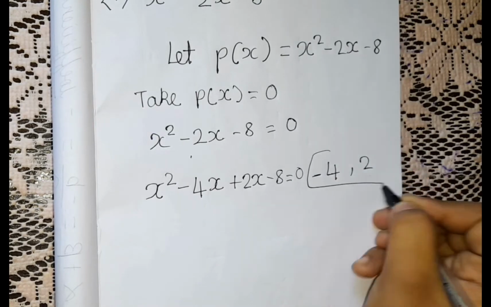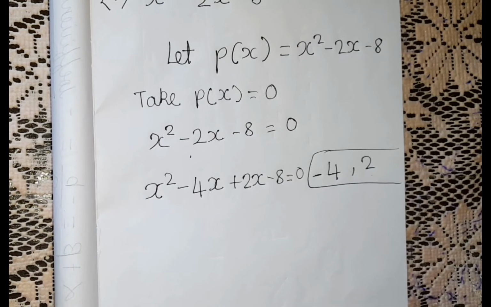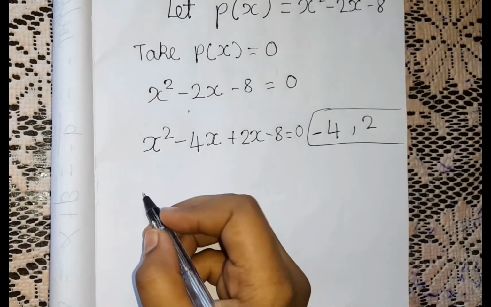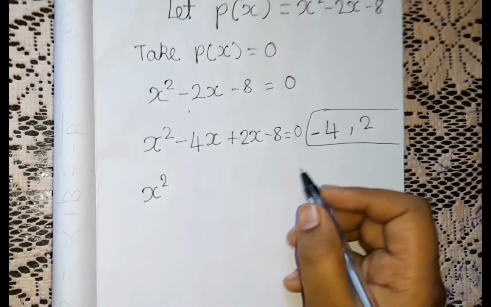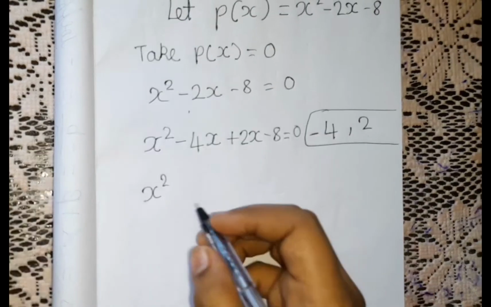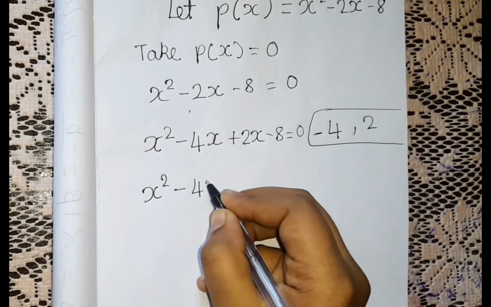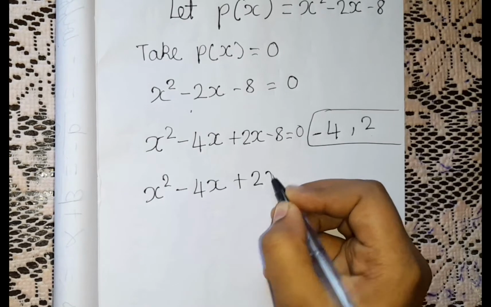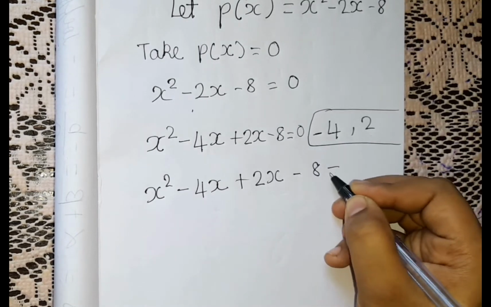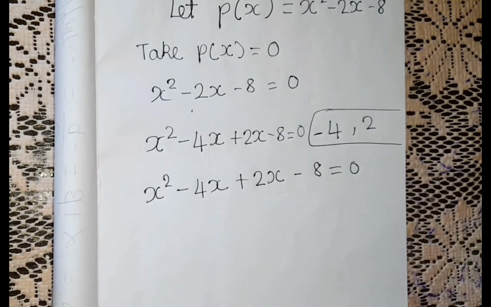Okay. So this is the example. Let me just write it again. I am just writing it because here it is somewhat disturbing. So minus 4x plus 2x minus 8 is equal to 0. So I wrote it like this.